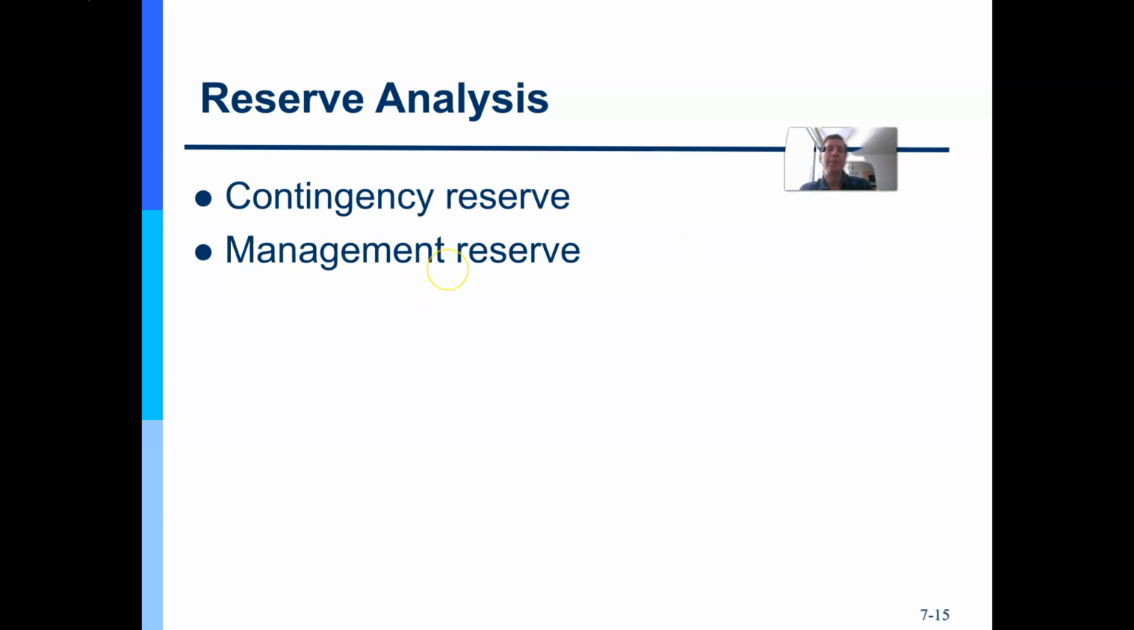Now, a contingency reserve is for what we call known unknowns. We know the risk exists, whether it's a threat or an opportunity. We just don't know if the risk will happen. And the project manager plans against that and usually sets some money aside to accommodate budget or schedule needs later on if the risk happens.